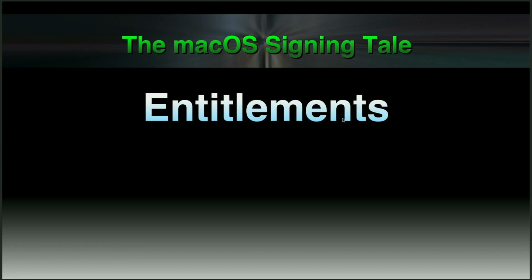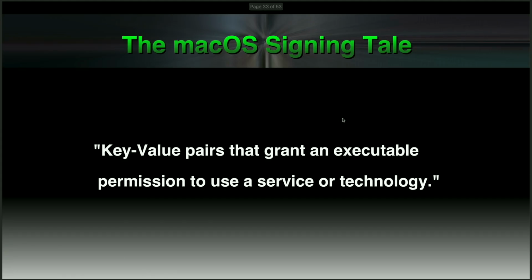What are entitlements? Well, I prepared a good definition: key-value pairs that grant an executable permission to use a service or technology from Apple. It's kind of a list, an XML file with entries like: I want to use the camera, and the description, because my app needs to take photos from my users, or whatever, that kind of entries.